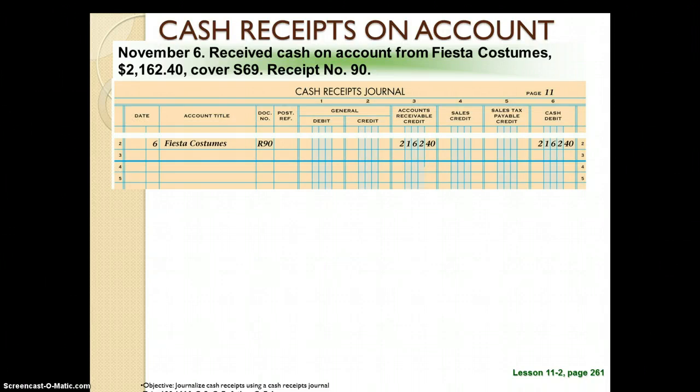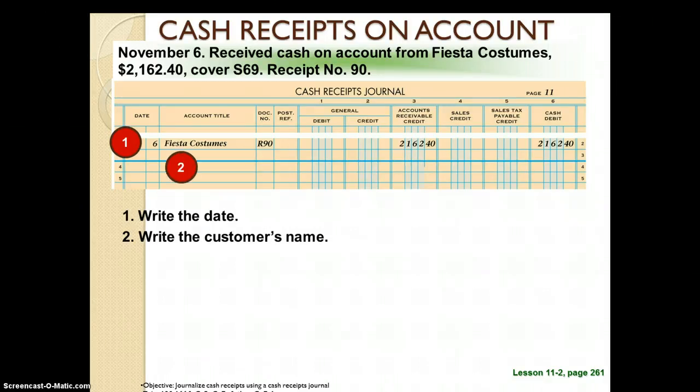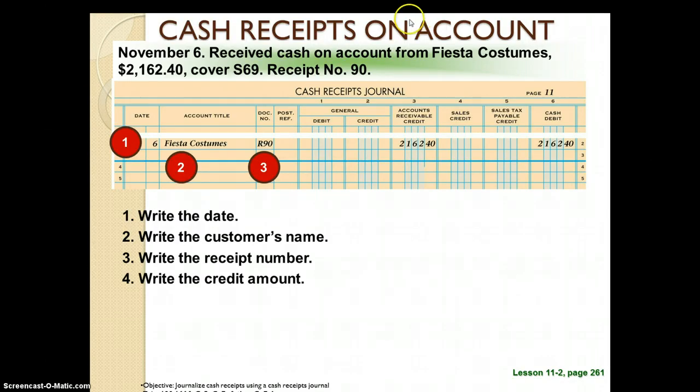So here's our cash receipts journal. Again, we write the date. We're going to write the account title. So we're just writing the name of the customer, and the name of the customer is Fiesta Costumes. We write the receipt number, which is R90. It tells us up here at the top in our problem. We write the credit amount.